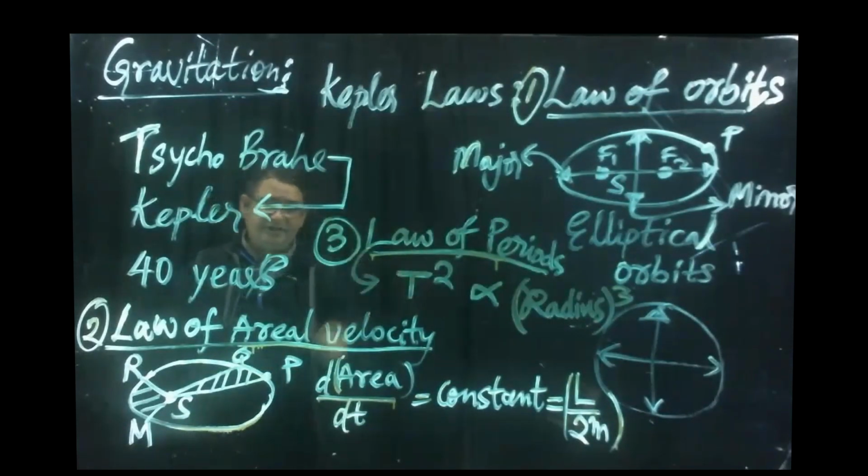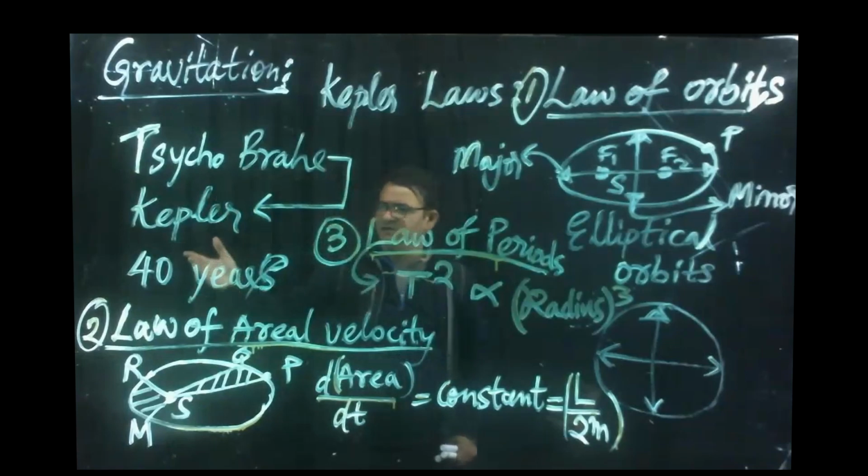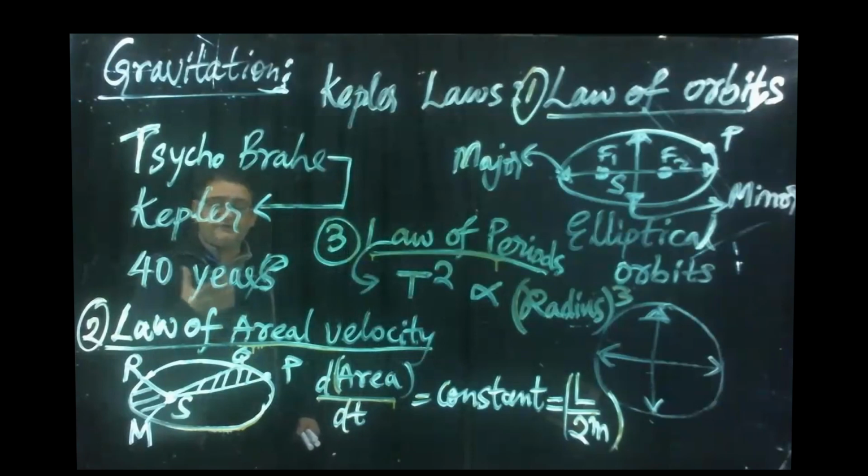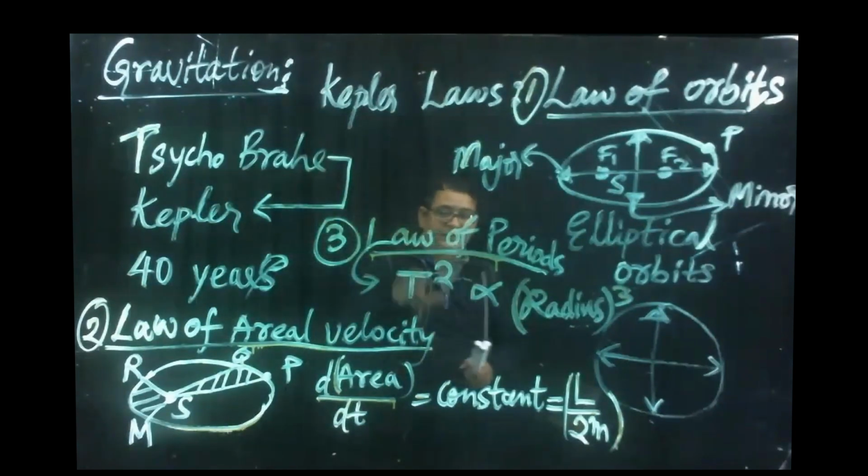This law of periods was known to Newton. Okay, so Newton came maybe 100, 200 years later after Kepler, and he found this T square is R cube law. And this gave him the hint to define the universal law of gravitation. So, the universal law of gravitation is derived from the law of periods.